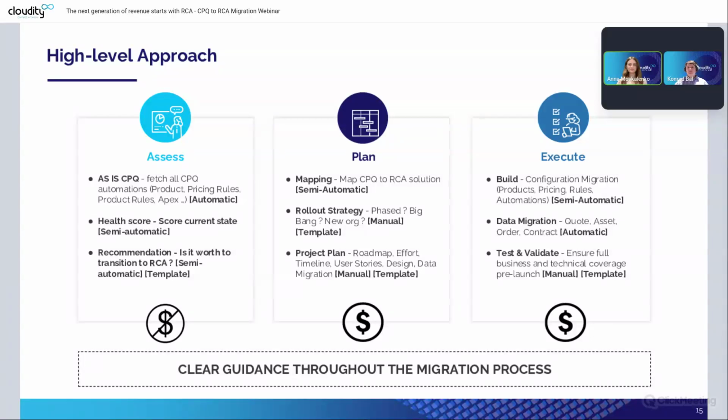Yeah, thank you, Anya. So we divide our migration projects into 3 steps from a high-level perspective. We start with assess, where, thanks to our tool, we run the health score to understand what you currently have in your CPQ implementation: which things we should migrate forward, which things we should completely rebuild, and which things we should retire. Taking the tool and our guide, we will get the recommendation, and you will understand on that level if it's worth transitioning to RCA or not.